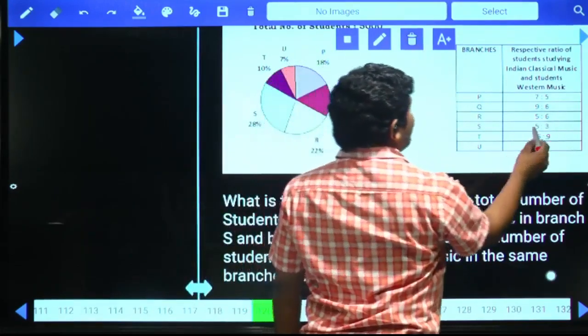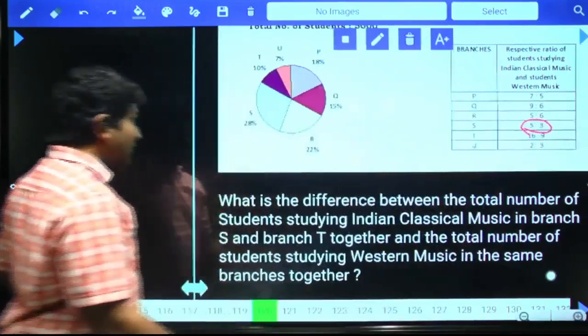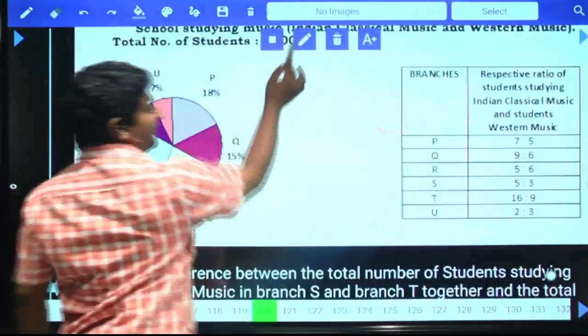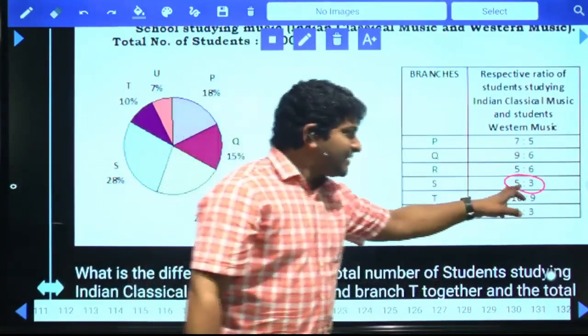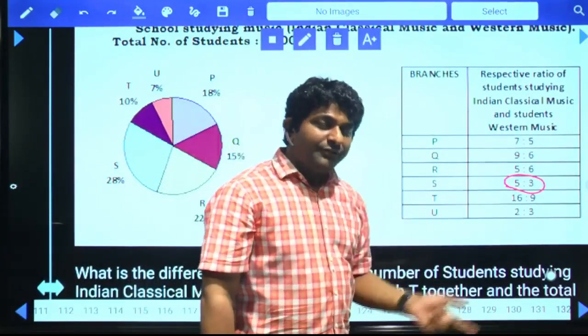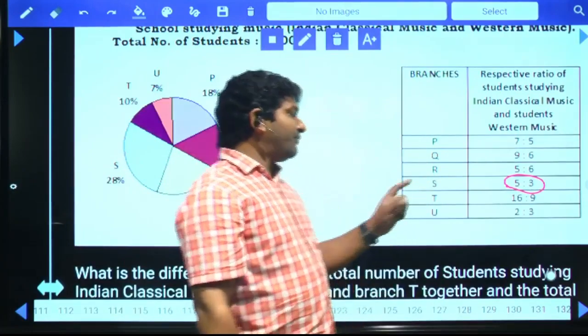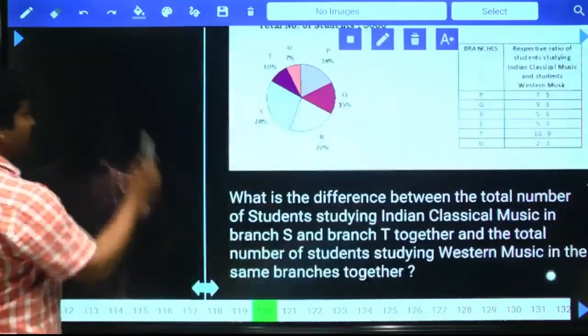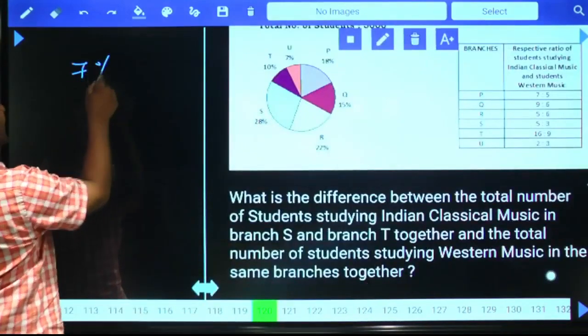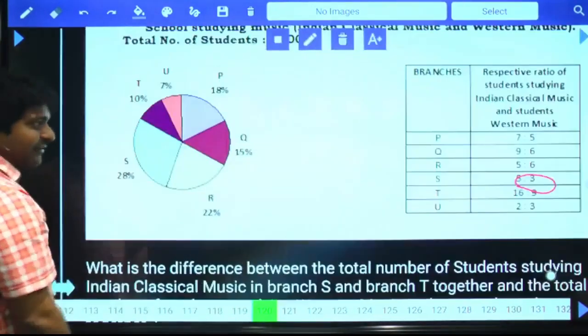In S, total how many parts we have? Look at that. Total 8 parts we have. And then difference is equal to 2 parts. 2 out of 8 in the sense 1/4. 1/4 of S. S is equal to 28. 1/4 is equal to 7 percentage. Okay. Difference in S is 7 percentage.